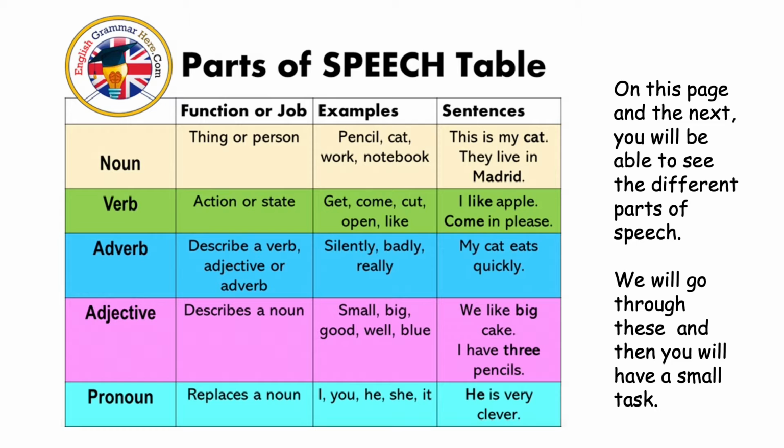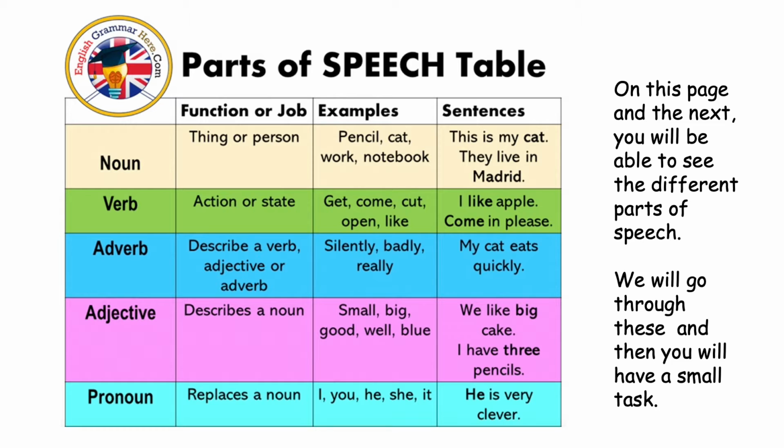Adverbs. Now we know what an adverb is. It tells you how someone's doing the verb. So it describes a verb. So it's silently, badly, really. My cat eats quickly, carefully.